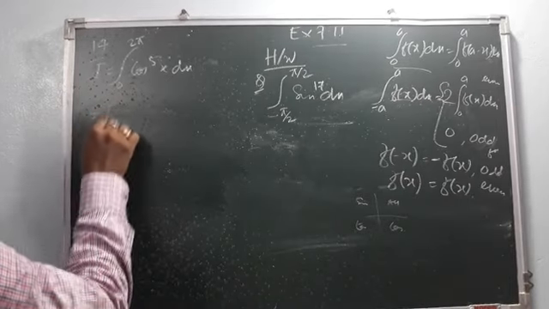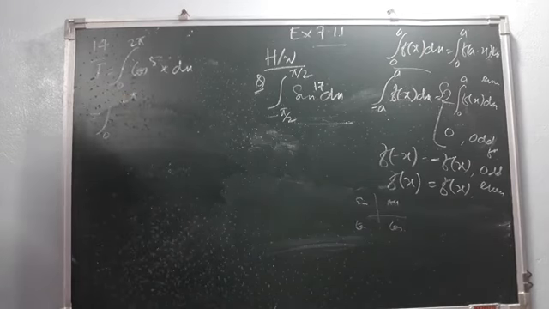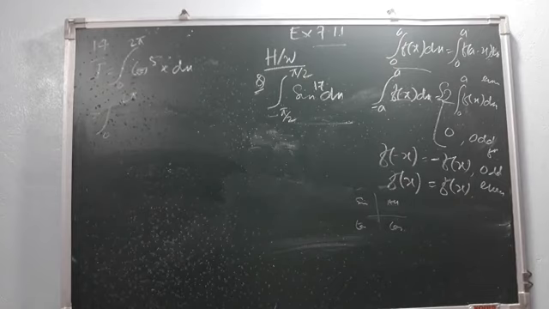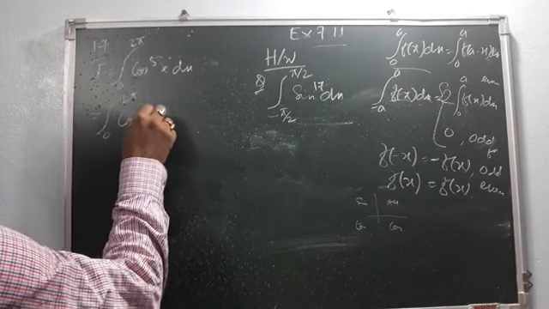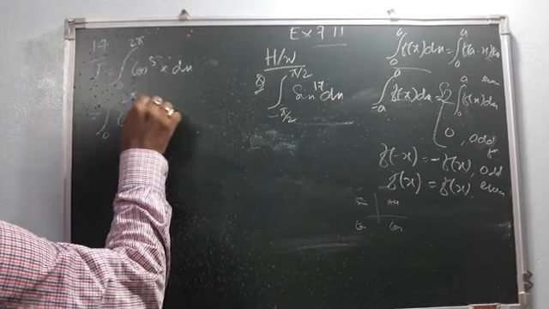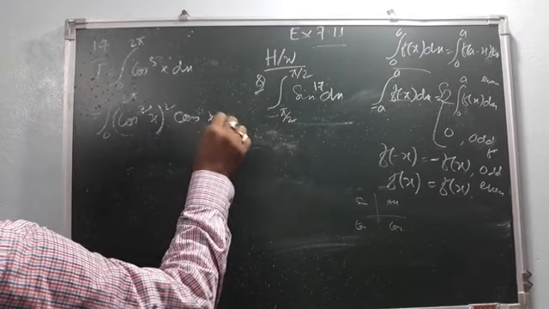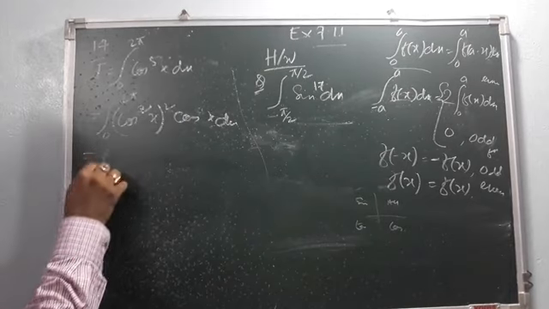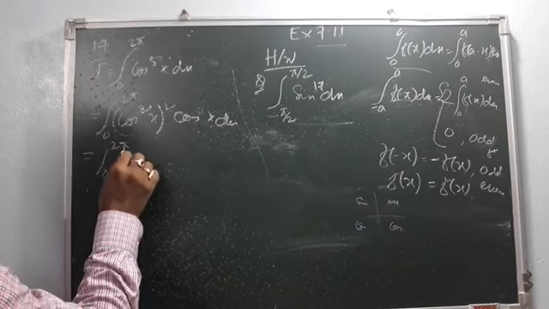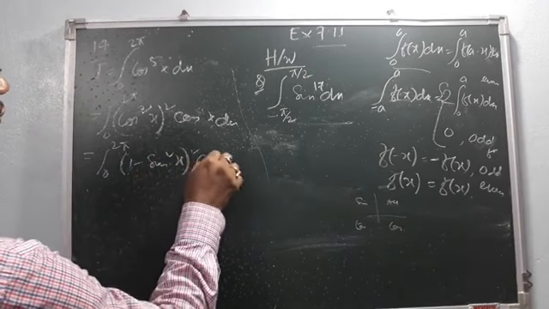So if I write 0 to twice pi, as f(x) is equal to this one, we can write this as cos to the power 4x. Better to write cos square x squared, then cos 5x is that times cos x dx. I have intentionally written in this form. Then from 0 to twice pi, cos square x can be written as 1 minus sine square x, whole thing squared, times cos x dx.